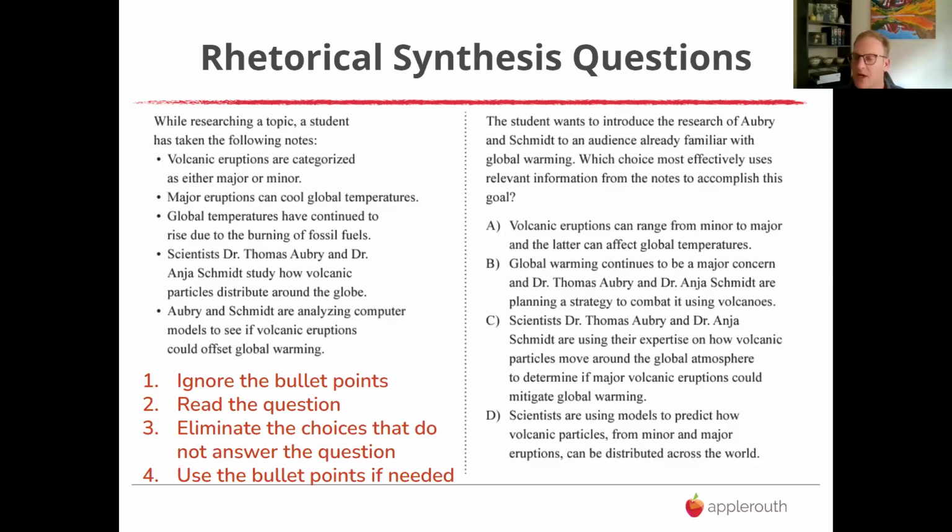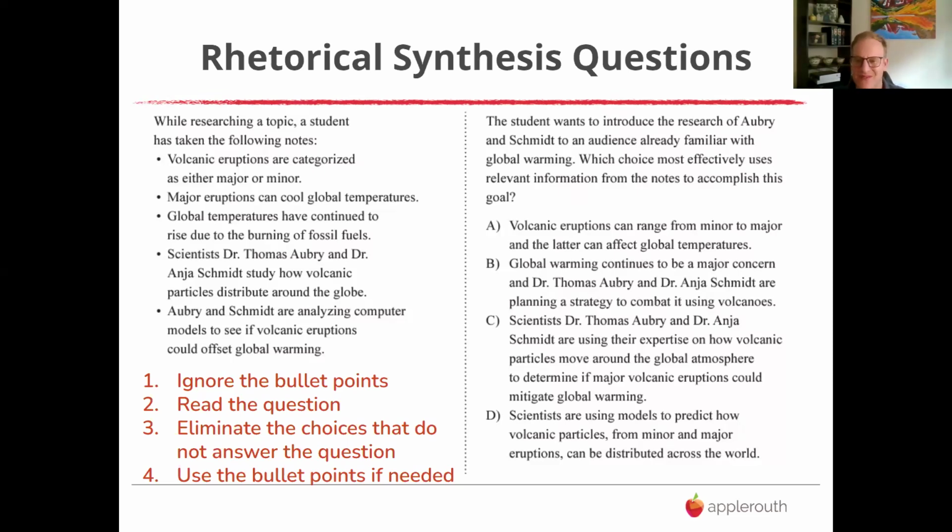We always start with just reading the question. Here, the student wants to introduce the research of Aubrey and Schmidt to an audience already familiar with global warming. So then you just go straight to the choices and eliminate ones that don't do that. Like A and D don't introduce research of these people. Bad answers. Then if B and C were both tempting, step 4 is go back to the bullet points if you need to determine which one is accurate.